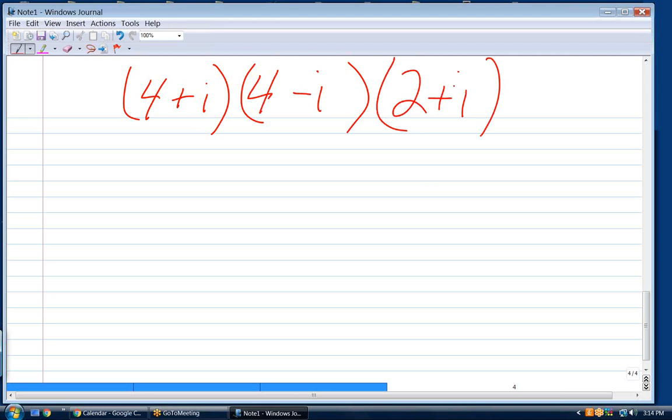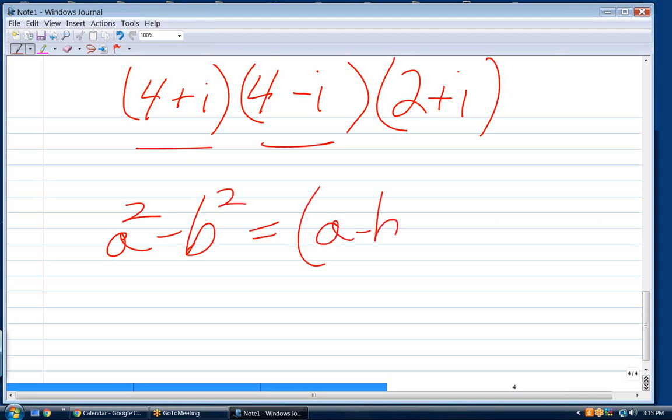We're going to FOIL all three of these together. That's all we're going to do. There's no secret to this. Do they teach you FOIL in Florida? Yes. However, there is a shortcut here. Notice that that is the difference of squares factored, right? A squared minus B squared is always A minus B times A plus B.